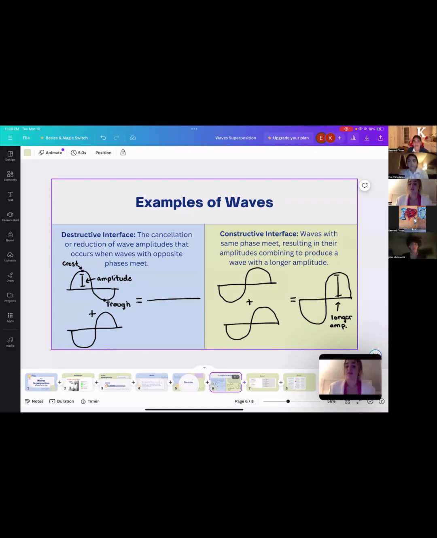The next wave interference is constructive interference. This is when the waves have the same phase and meet. The waves' peaks reach at the same time. This causes the waves to have a larger amplitude because they combine.